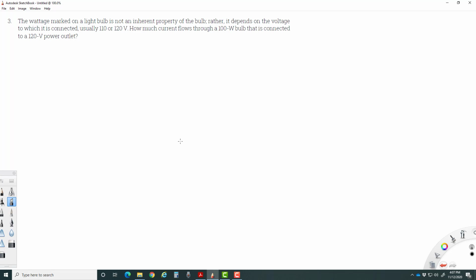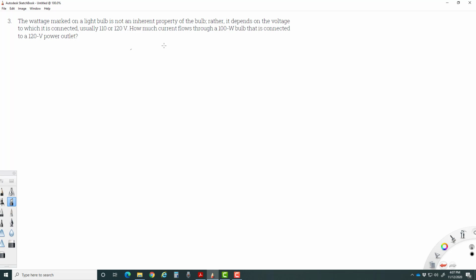So the wattage marked on a light bulb is not an inherent property of the bulb. Rather, it depends on the voltage to which it is connected, usually 110 or 120 volts. How much current flows through a 100-watt bulb that is connected to a 120 volt power outlet?